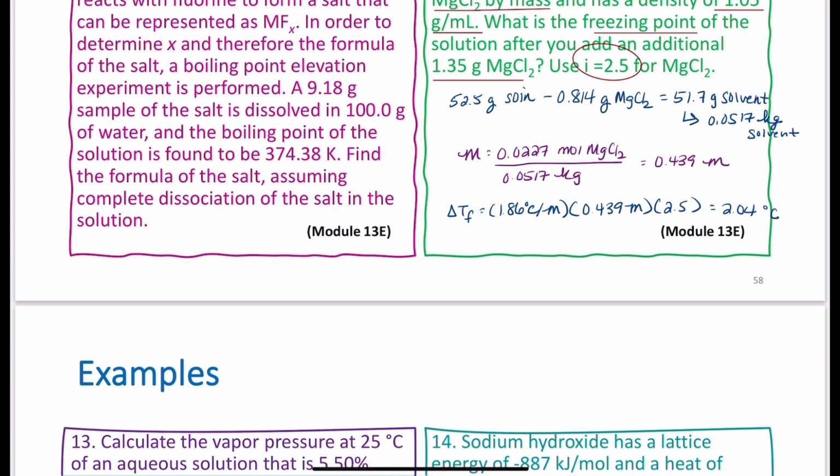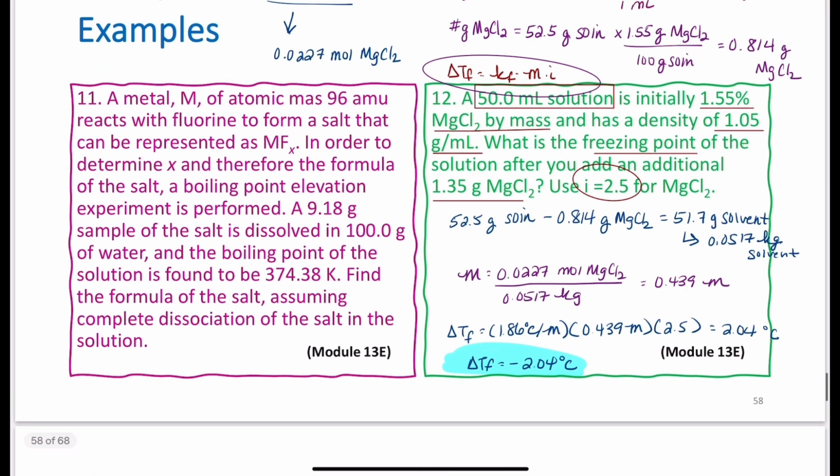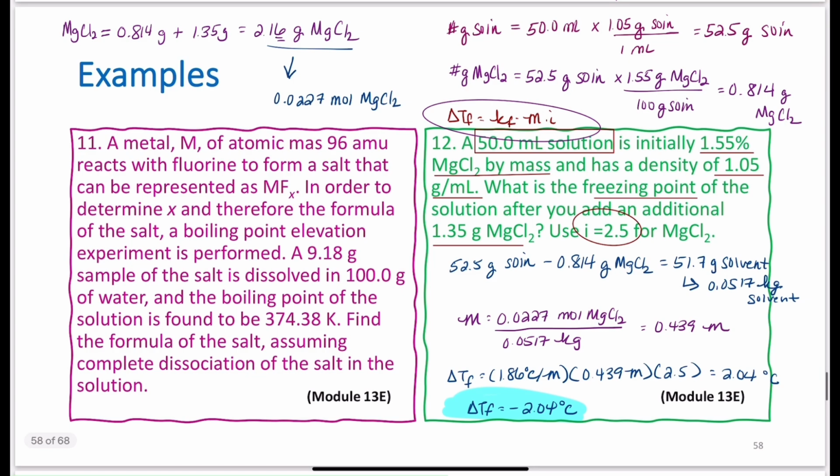And my freezing point here is negative 2.04 degrees C. Let me check my sig figs to make sure. 2.04, 3 sig figs. My i value will not limit my sig figs because that could be a whole number. I just kept it at 3, so 3 sig figs overall.